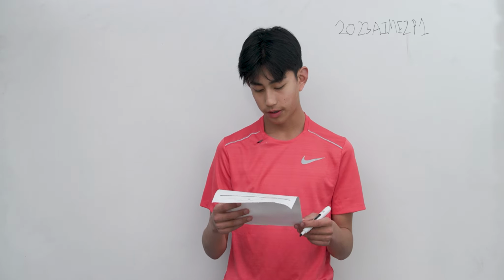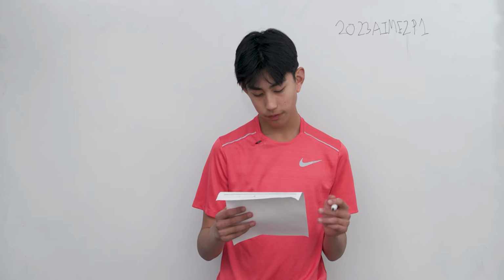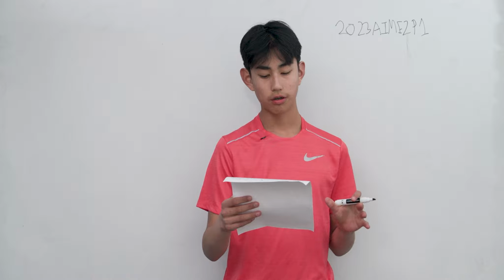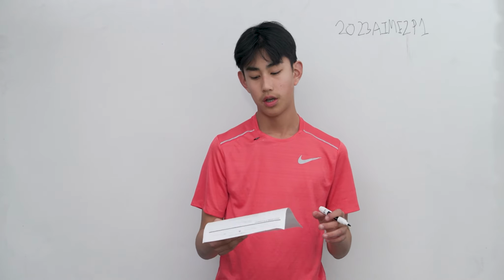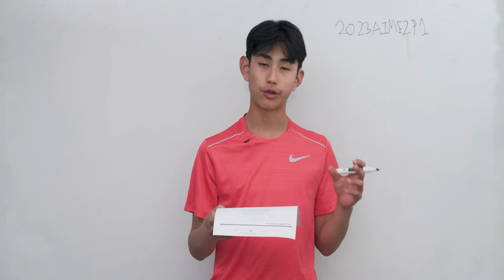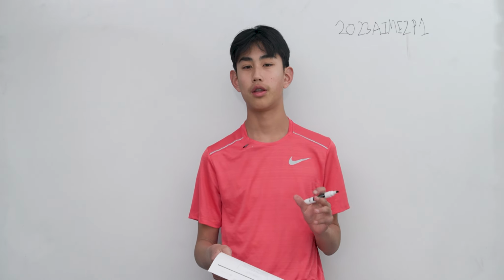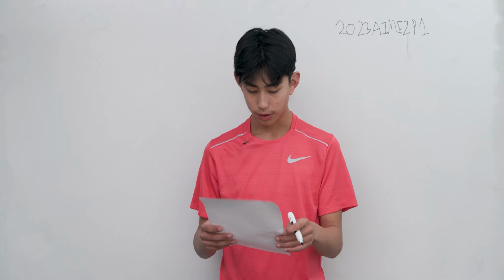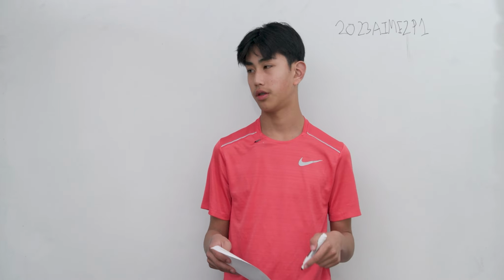So for this problem, we have the numbers of apples growing on 6 apple trees form an arithmetic sequence. And we are given that the largest number of apples on one tree is 2 times as large as the number of apples on the smallest tree. So we can write out 2 equations.